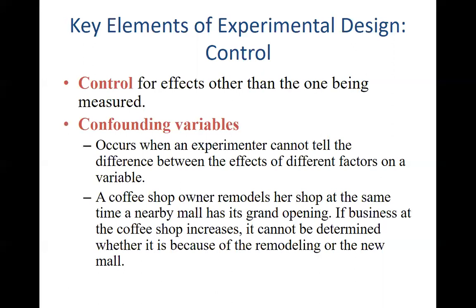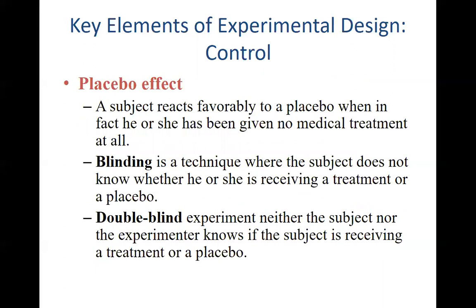Here's an example that could be a confounding variable. A coffee shop owner remodels her shop at the same time that a nearby mall has its grand opening. So if business at the coffee shop increases, do you think it's because she did the remodel, or because the mall has just opened and there's a lot more traffic in the area? Would that be hard to tell? Might be both, but that's why there is a confounding variable there. There's more than one thing that might explain it.